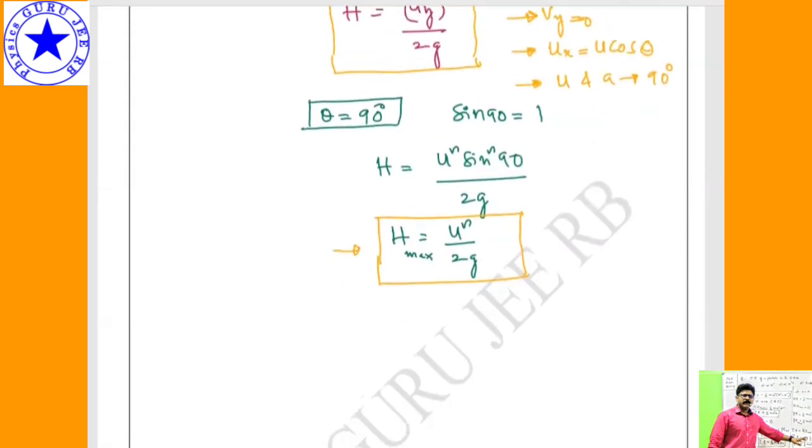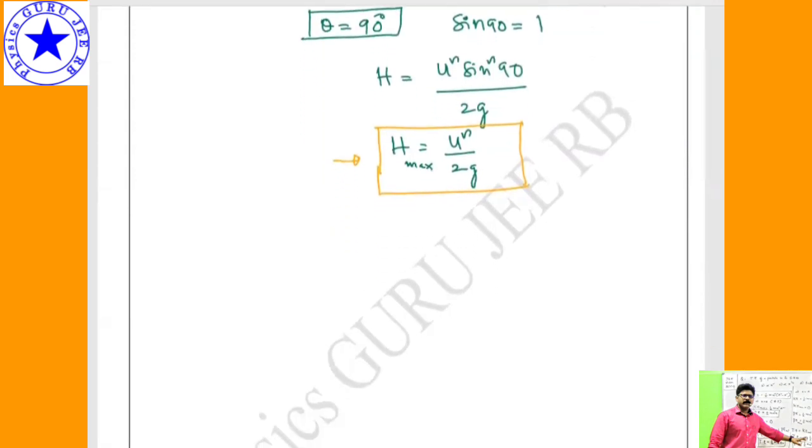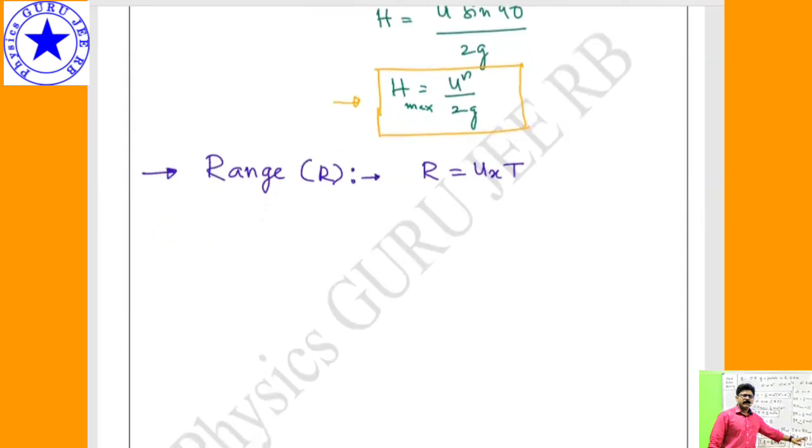Hope this is clear. Then what do we discuss? We discuss the range. What is range? Range of the projectile. Range is denoted by capital R. R is equal to ux into t, horizontal velocity into time of flight.